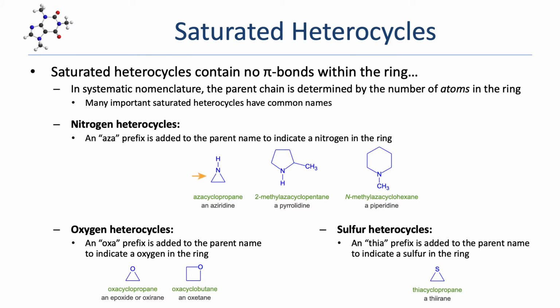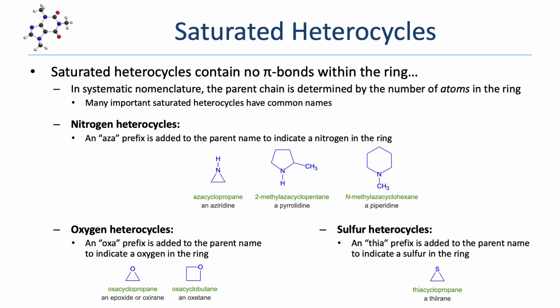The first structure has a three-atom ring and is thus named as a cyclopropane. This likely seems really strange, given that the ring has only two carbons. The prefix aza is added to the parent name to indicate that one of the carbons in the ring has been replaced with a nitrogen. The name then becomes azacyclopropane, commonly referred to as an aziridine.